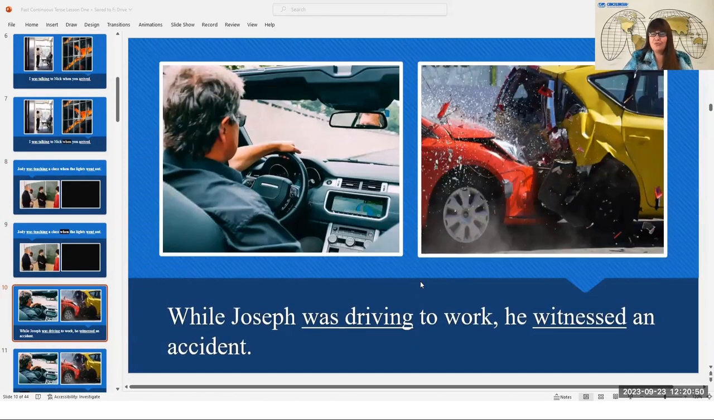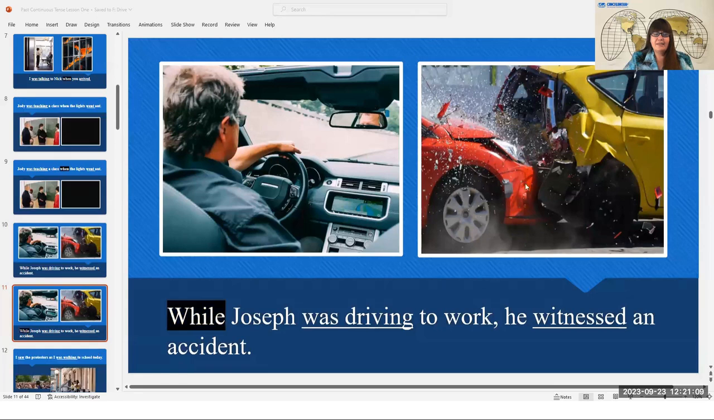While Joseph was driving to work, he witnessed an accident. So we see he's driving, everything is normal, and then he witnessed an accident. He saw the accident. Now, this is an example using while.